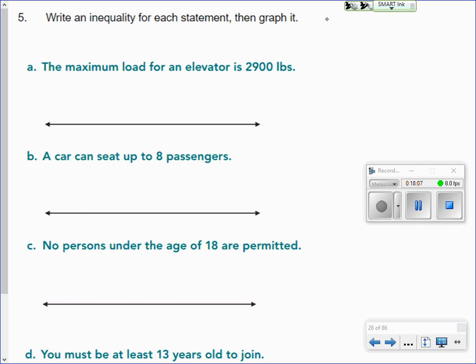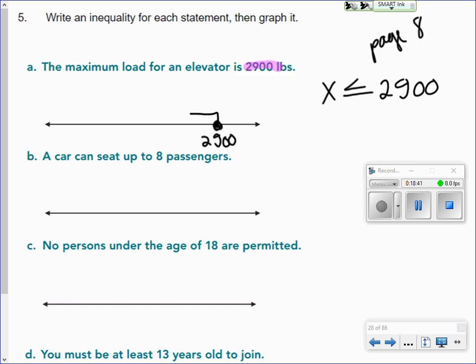Last page, page 8. I don't have it on here. This is page 8. We're going to write and graph now. So it's always going to be x. You're going to use the number they give you, 2,900. But now we got to figure out the maximum load. So that means the largest number can be 2,900. So that means x has to be smaller or equal to. So I'm going to put a dot here. I'm going to do 2,900. And I'm going to show everything this direction. Okay?